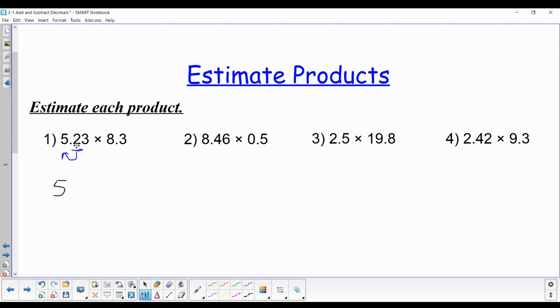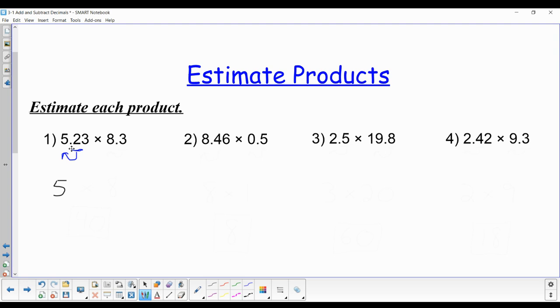If the number to the right was 5 or more, 5 or above, give it a shove. I don't know if you ever heard that rhyme. It basically tells you if it's 5 or above in the tenths place, you give the 5 a shove up to a 6. If it's 4 or below, you let it go, which means if the number to the right in the tenths place is 4 or below, you leave it alone and it's still going to be a 5.